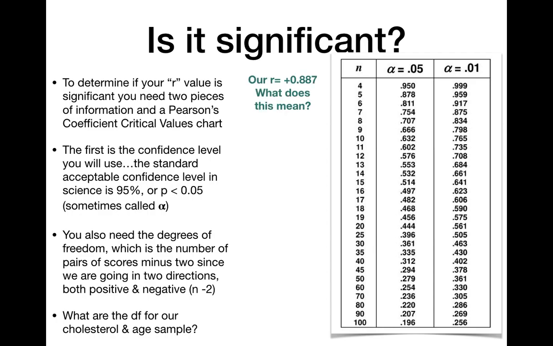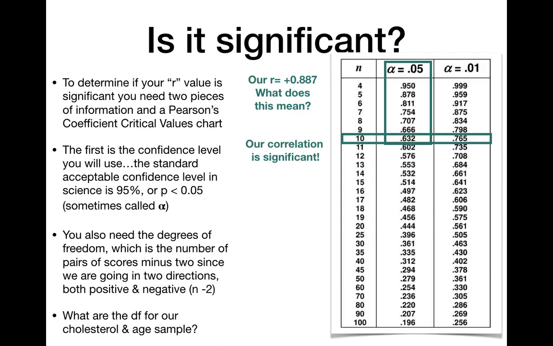Okay, so our R value is plus 0.887. So what does that mean? Well, we're looking at this row here. We had n, we had 10 individuals in our subject sample. We are using this alpha value, this p-value at 0.05. So 0.632 is our critical value.